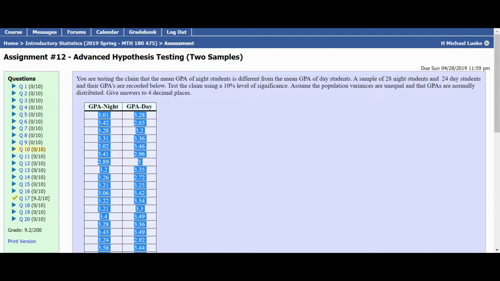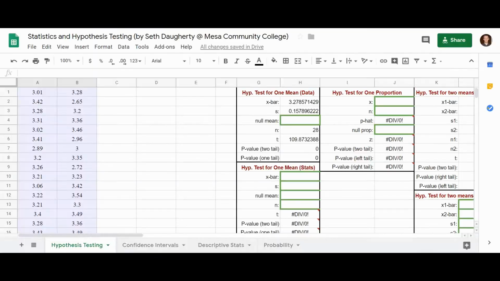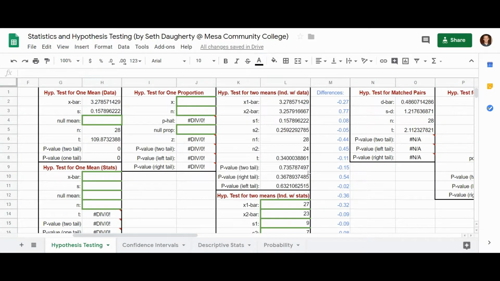Notice they tell us there's a sample of 28 night students and 24 day students, and the GPAs are all recorded below. We're testing this claim at a level of 10% of significance. So let's go back here. Remember, the night students are in the first column here in the A column, and the day students in the B column. And over here to the right is a hypothesis test for two means, independent with data.